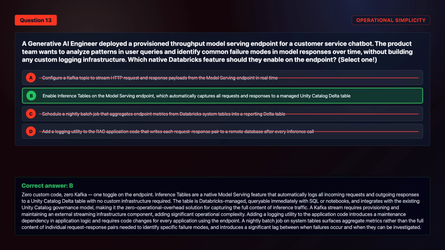The correct answer is option B. 0 custom code, 0 Kafka, 1 toggle on the endpoint. Inference tables are a native model serving feature that automatically logs all incoming requests and outgoing responses to a Unity Catalog Delta table with no custom infrastructure required.